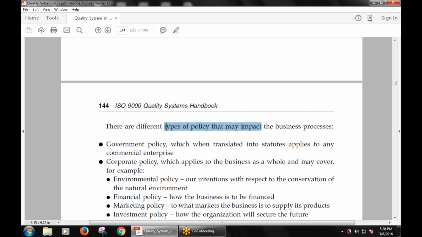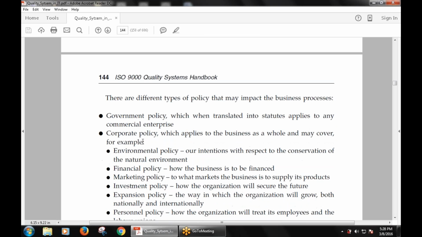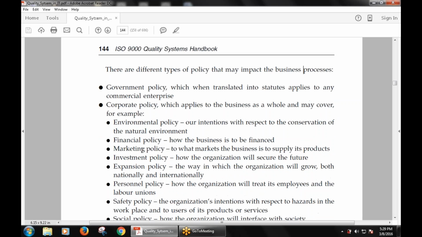And there are different types of policy that may impact the business processes. What are the different types of policies that are used? One is a government policy that is translated into statutes that can be applied to the commercial enterprise. Then there is a corporate policy, which includes the environmental policy, financial policy, marketing, investment, expansion, and so on.